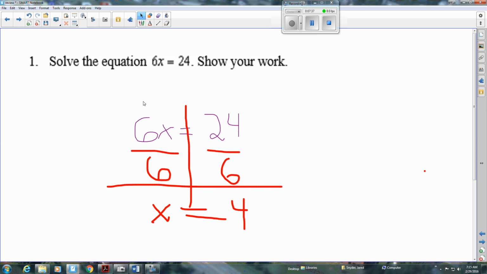Solve the equation 6x equals 24. Show your work. Whatever we do to one side, we have to do to the other. Divide both sides by 6, and you get x equals 4.